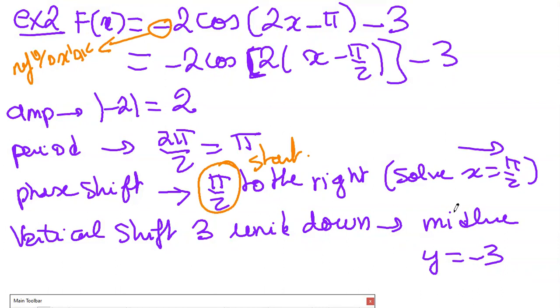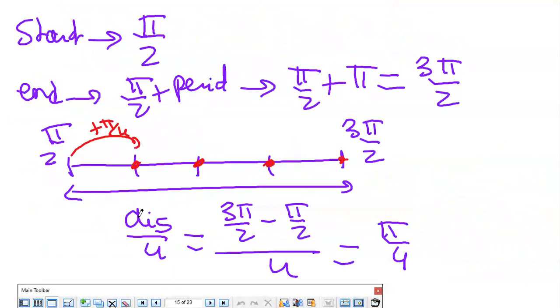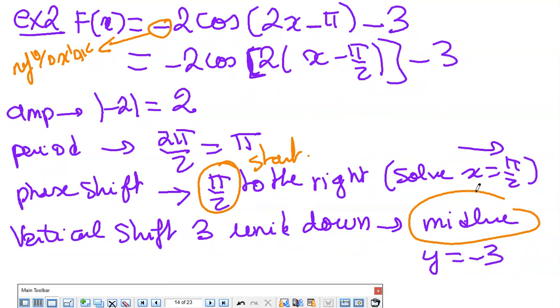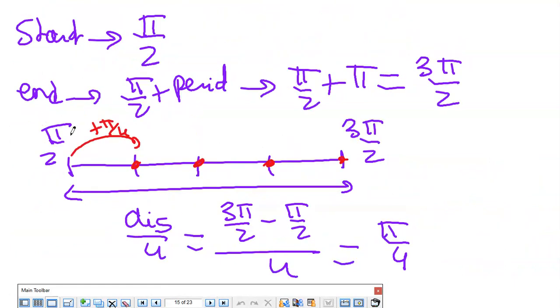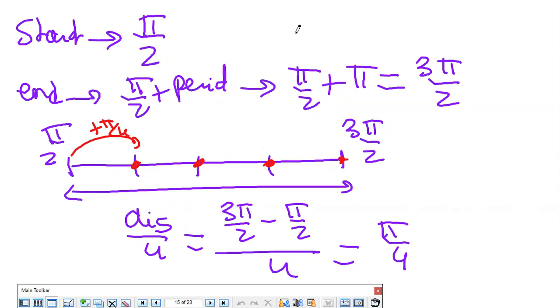It means what's going to happen to my midline? The midline is going to move to y equals minus 3. So now, the starting point is going to be pi over 2 because of the phase shift. The midline goes down. How are we going to find the ending point? We add the period to the starting point. What is my period here? We got it, it's pi. So we're going to make pi over 2 plus pi to see where the function ends. So it will end at 3 pi over 2. So I'm going to start at pi over 2 and it will end at 3 pi over 2.